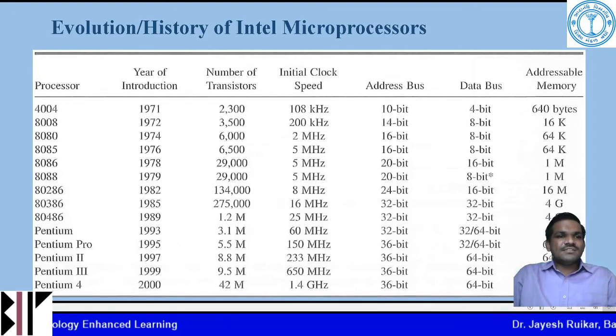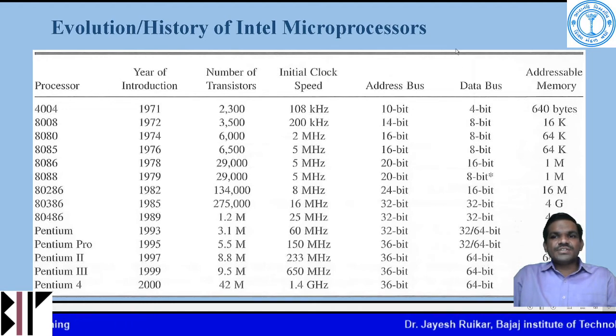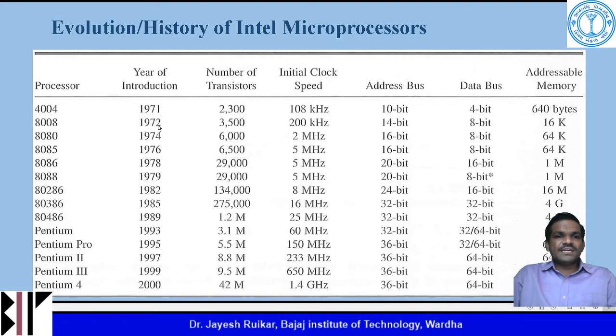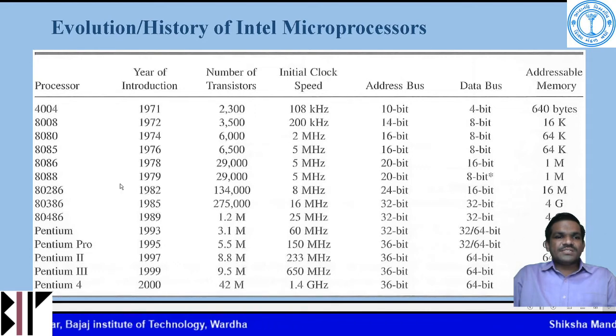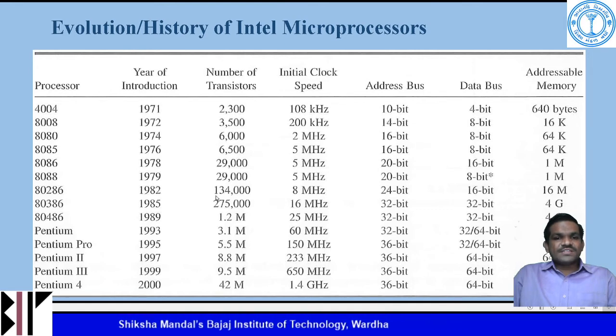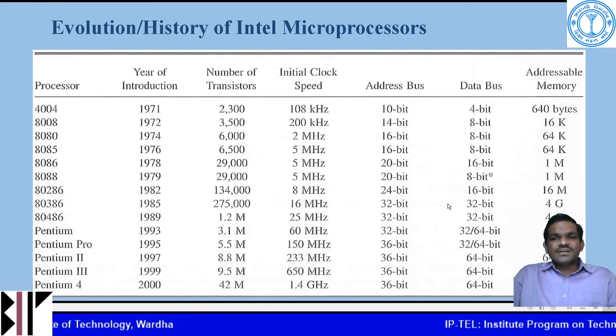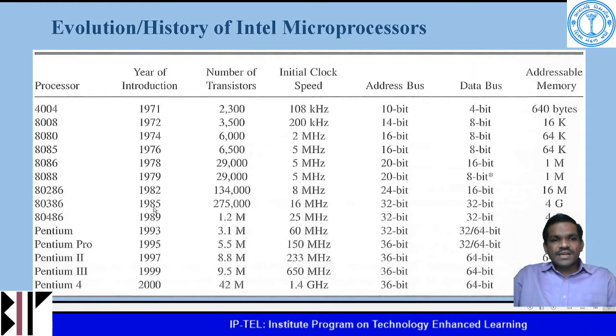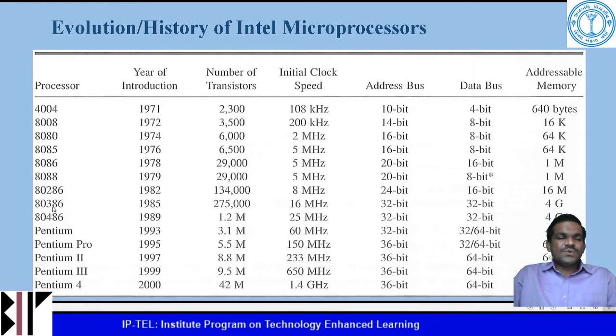You can see that the 4004 is a 4-bit microprocessor. The 8008 is an 8-bit microprocessor, evolved in 1972. All of these are 8-bit microprocessors. The 16-bit microprocessor is the 80286, introduced in 1982. It has 134,000 transistors, a clock speed of 8 megahertz, and is 16-bit. Then the 32-bit microprocessor evolved in 1985, that is the 80386.